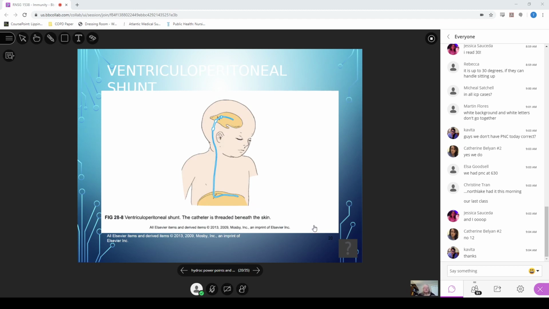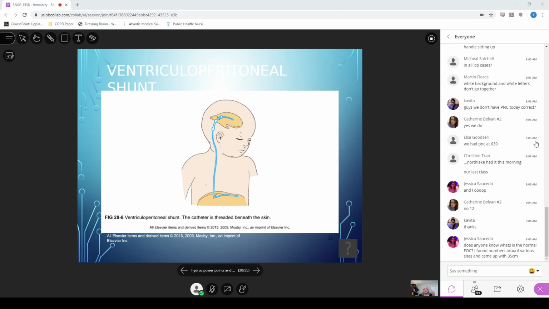So at the top, you see the shunt in the ventricle. As you look down at that picture, there's a one-way valve. As the pressure reaches a certain point, that valve opens and allows the cerebrospinal fluid to drain down. That shunt comes out and you can trace it down. It is under the skin.